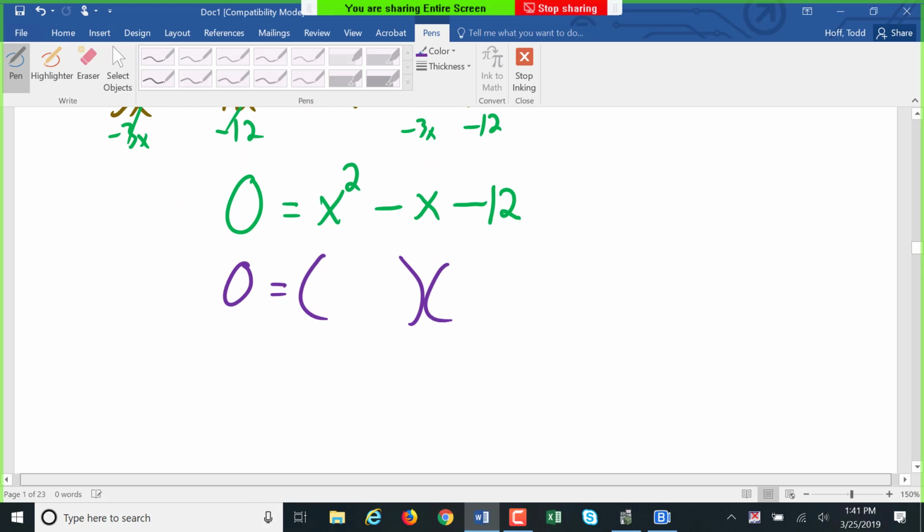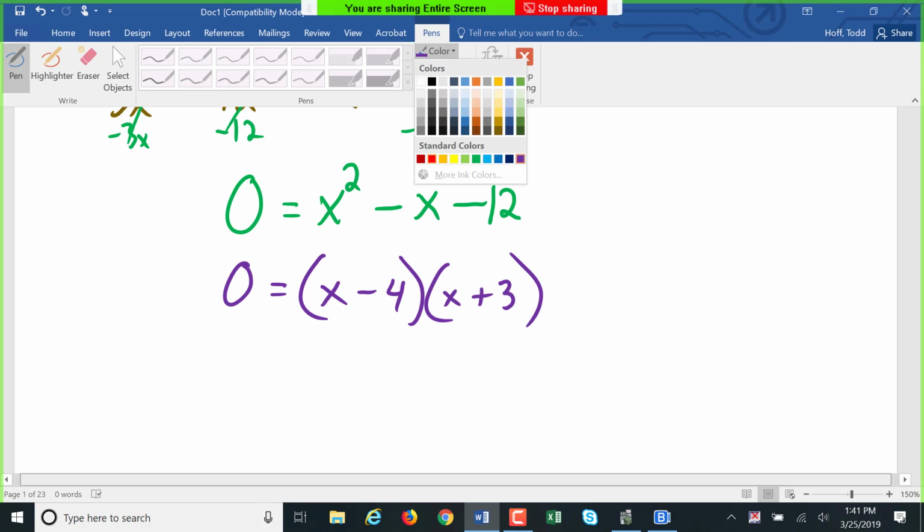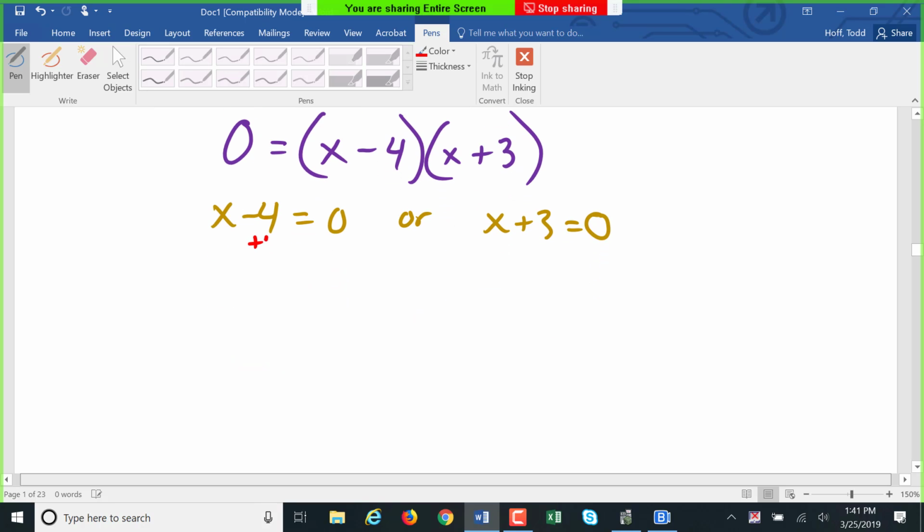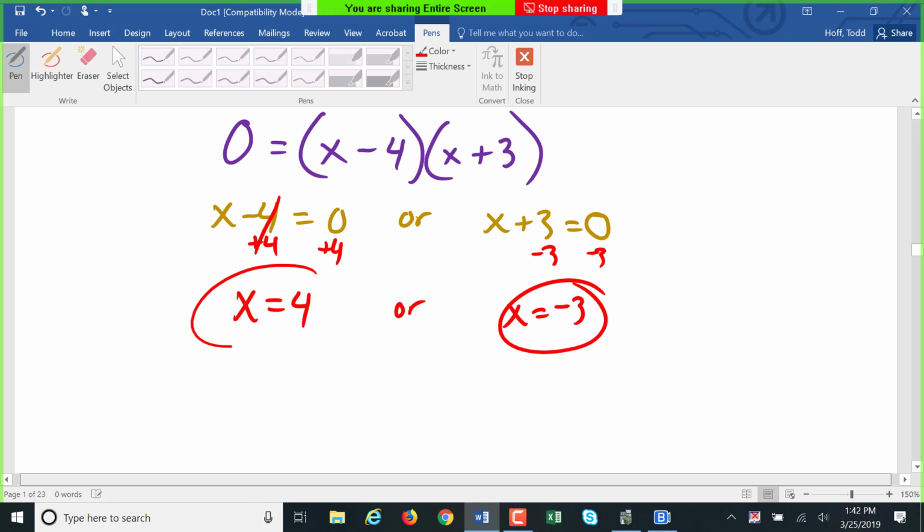That will factor into what? X minus 4, x plus 3. So of course that gives x minus 4 equals 0, or x plus 3 equals 0. We can add 4 to both sides to get x equals 4. Here we can subtract 3 to get x equals negative 3. So x equals 4 or x equals negative 3.